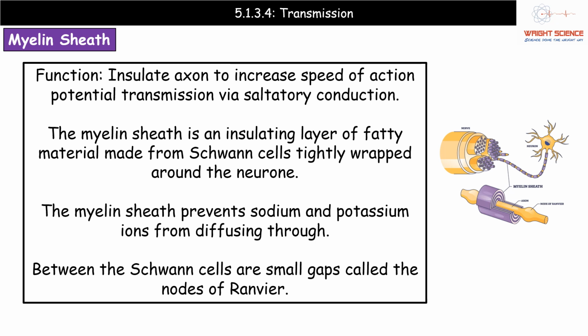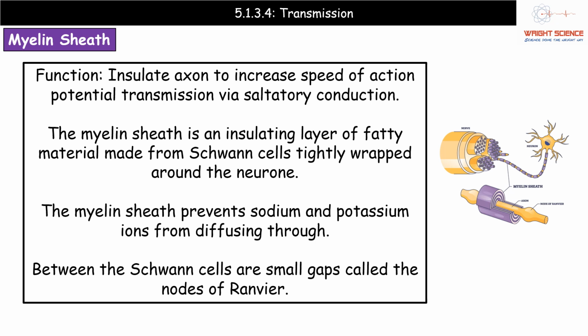The key thing that this myelin sheath is doing then is it's preventing sodium and potassium ions from diffusing through. If we just had the actual membrane of our neuron, then we would have those channels which could allow the sodium and the potassium ions to diffuse across it. Wherever we've got this myelin sheath, they can't.